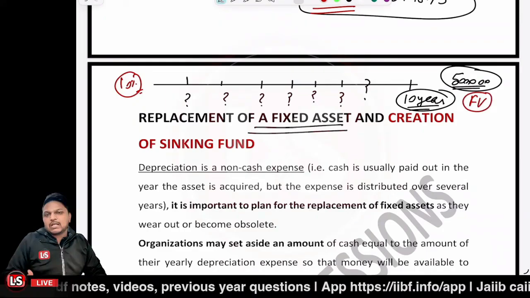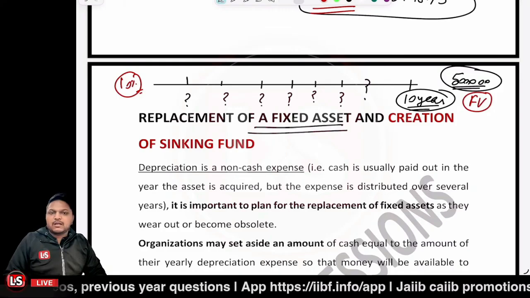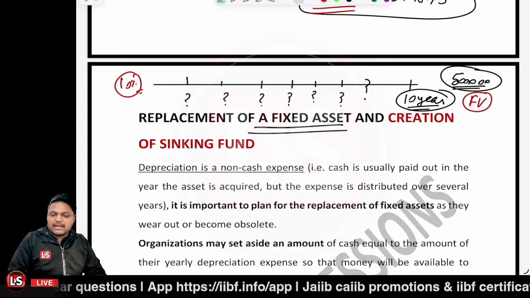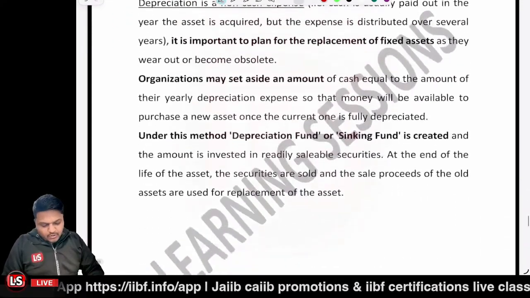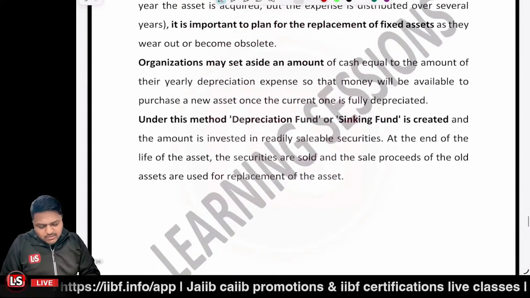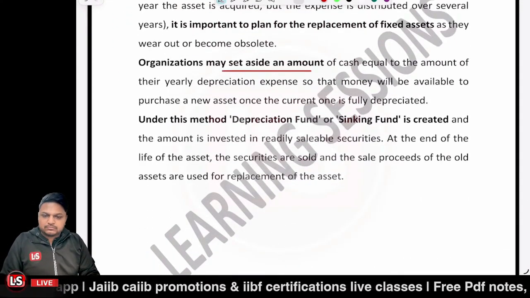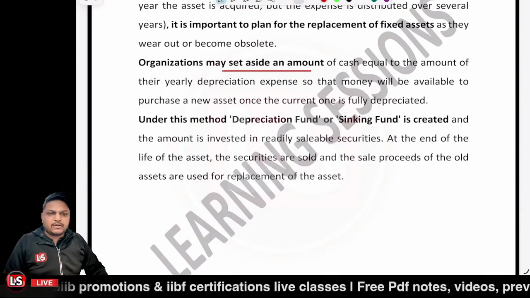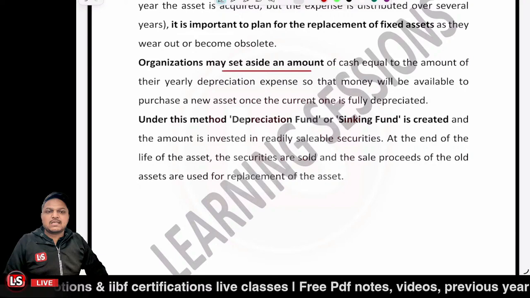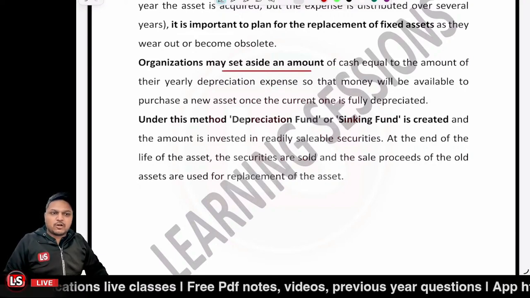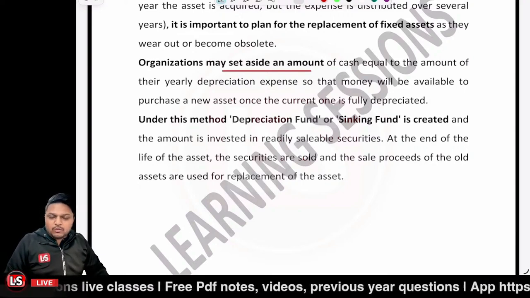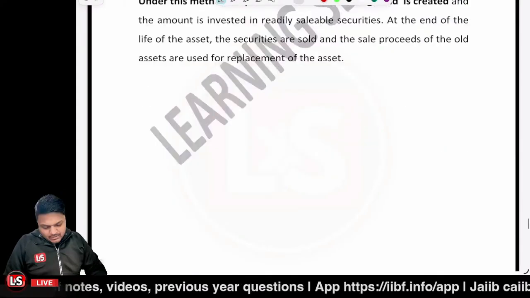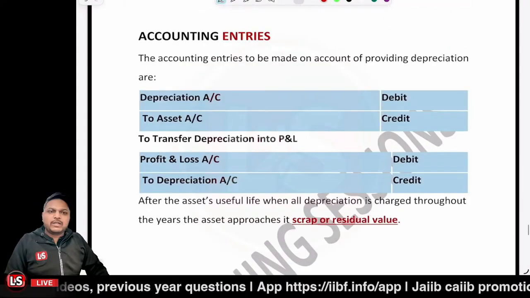So what amount is to be deposited at regular intervals so that we can have that particular amount? That's said to be the sinking fund. So organizations set aside the amount for that particular purpose, and that is a sinking fund. You just invest that amount into readily saleable securities, and that's it. Further, it's related to the accounting entries.